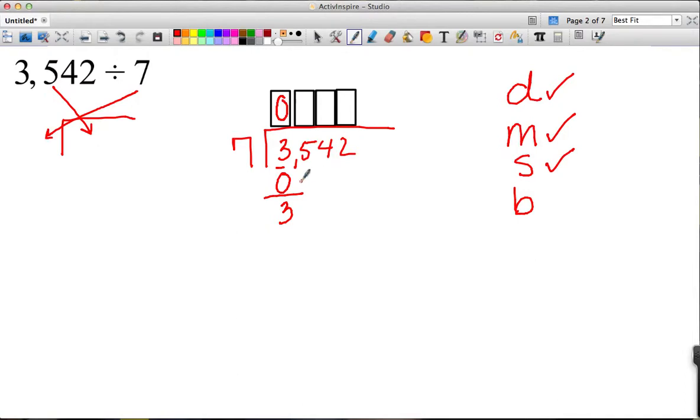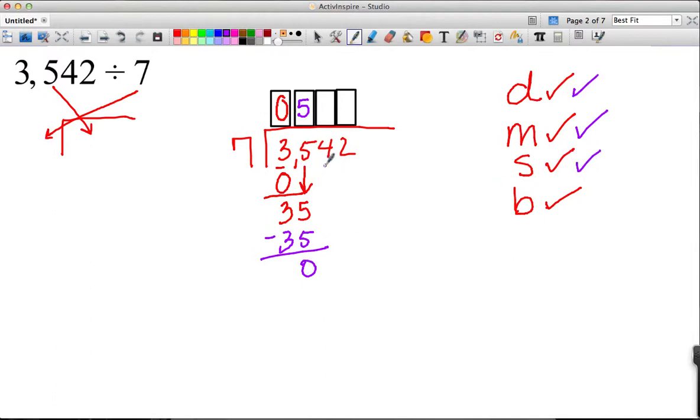Now before I can do anything else, a lot of times students like to say 7 goes into 3 0 times and then bring down the 5. You have to bring down before you can go back up to that division step. So I bring down my 5. Now I can go back to doing division. I'm going to switch colors. So I can do 35 divided by 7 is 5. Now 5 times 7 is 35. There's my multiply. Now I can subtract and I get 0.